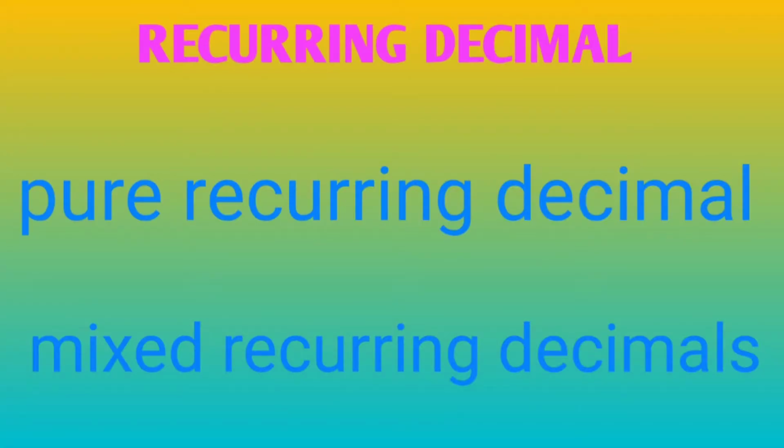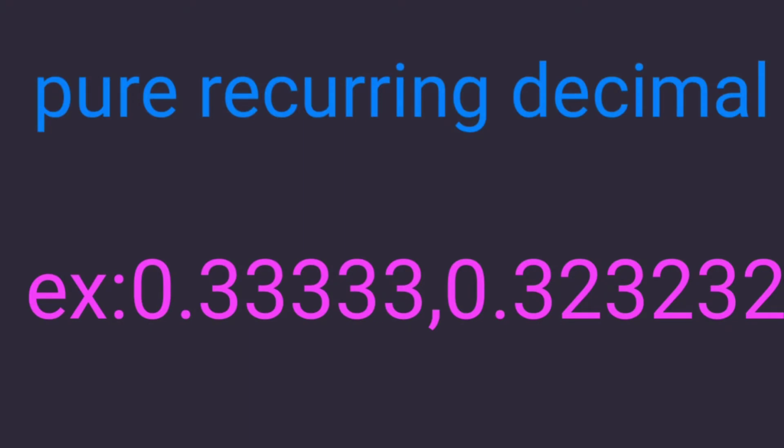Recurring decimal means repeating decimal. In this, we have two types. One is pure recurring decimal and another one is mixed recurring decimal. Coming to the first one, pure recurring decimal. Pure recurring decimal means a decimal fraction in which all the figures after the decimal point are repeated. That decimal is known as a pure recurring decimal. For example, 0.3 bar and 0.32 bar, etc.